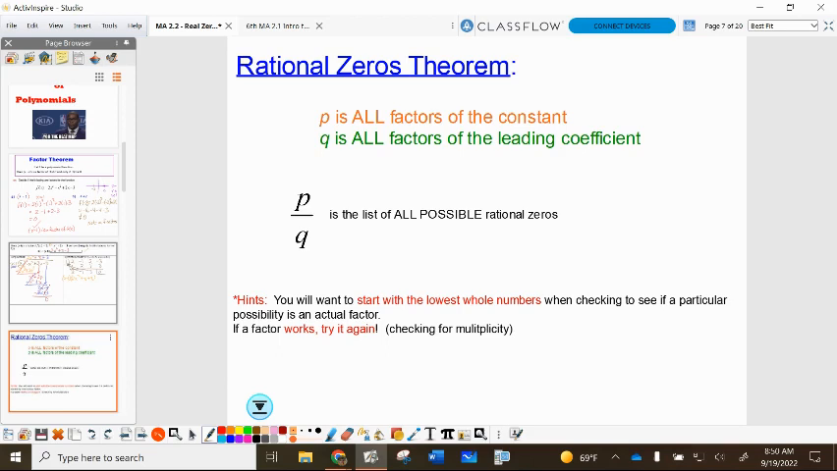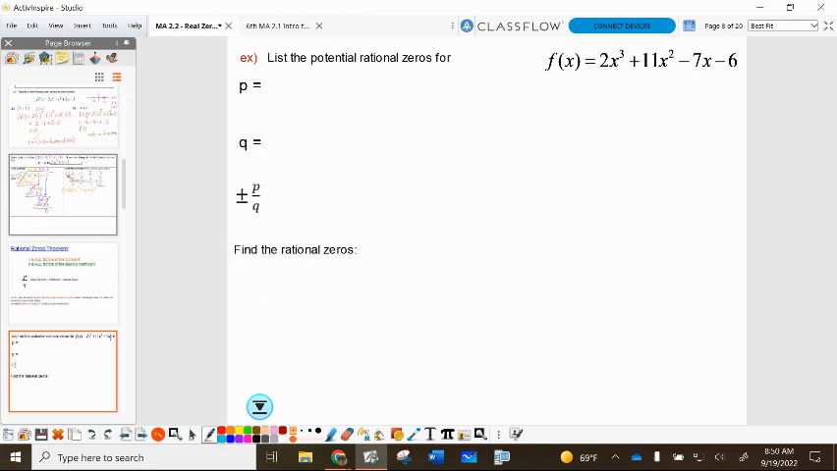It might be a factor more than once. Okay, so let's see how this works. So P is all the factors of our constant. To remind myself which one is P and which one is Q, I remember I circled this at the beginning and I have to drag it to the front. That's always where I'm going to start.